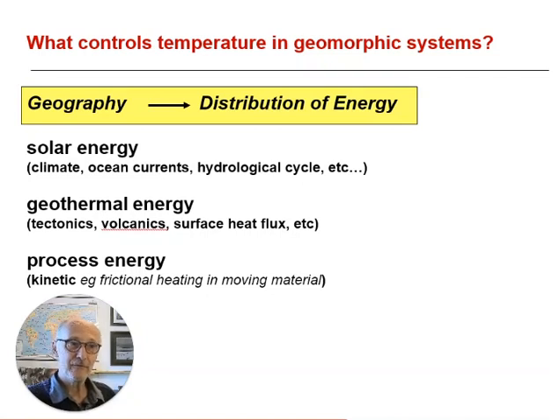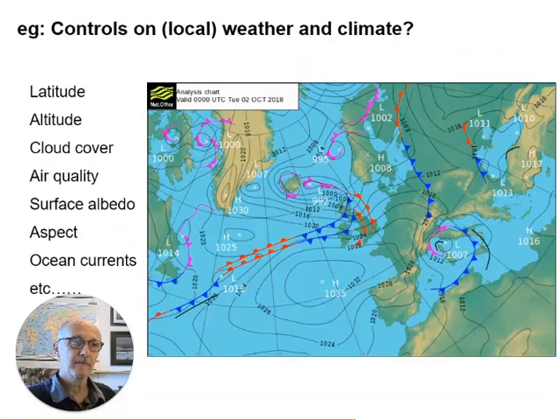There's also energy being provided by the processes themselves, for example kinetic energy, movement energy, for example the frictional heating. Even sliding a glacier over its bed generates friction, which generates heat, which can lead to melting of the base of the ice. So there's a variety of different sources of energy that we need to think about.